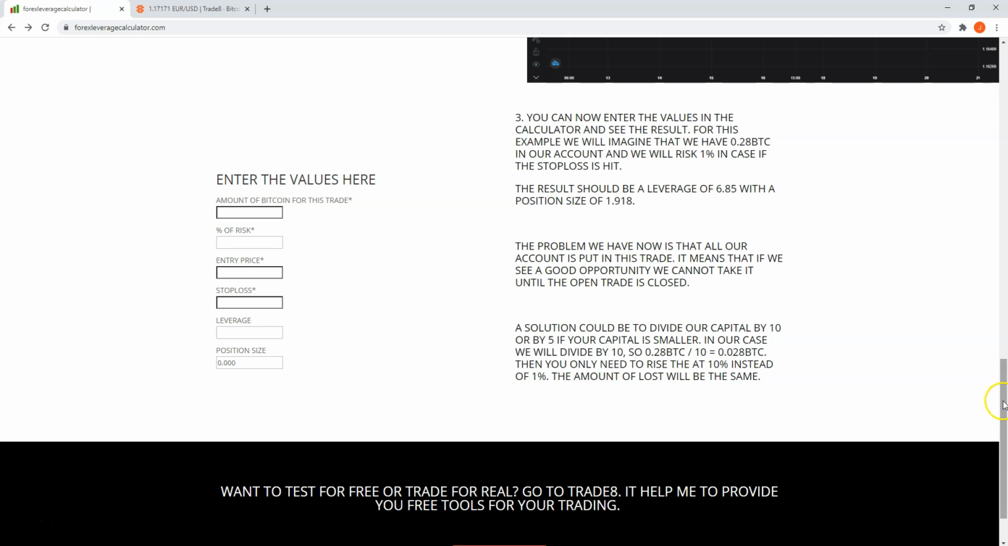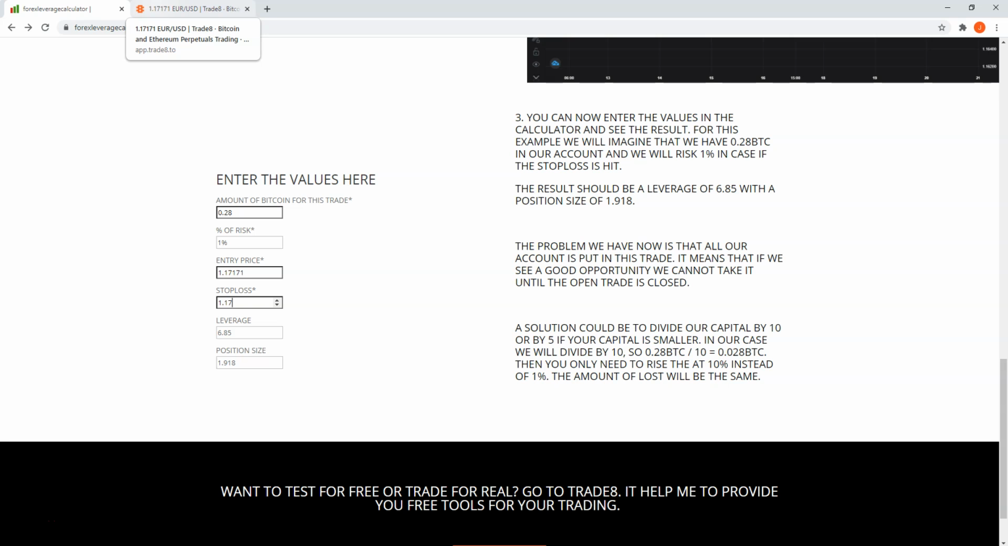Okay, so once we know the entry price and the stop loss price, we only need to go here, and we enter our values into the calculator like that. We just said that we have 0.28 Bitcoin, 1% of risk. Entry price was 1.17171. Our stop loss is 1.17. And here we see our leverage and position size.